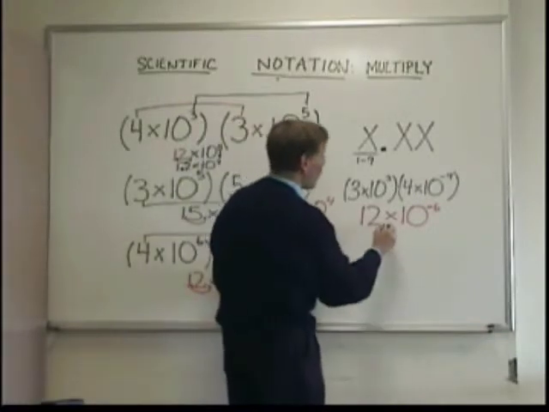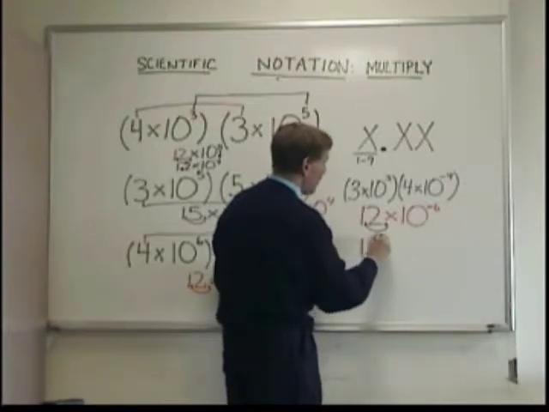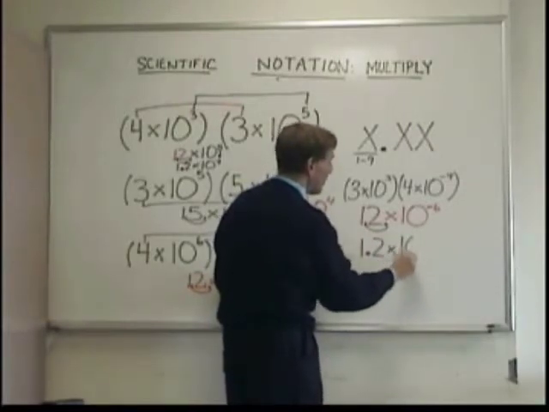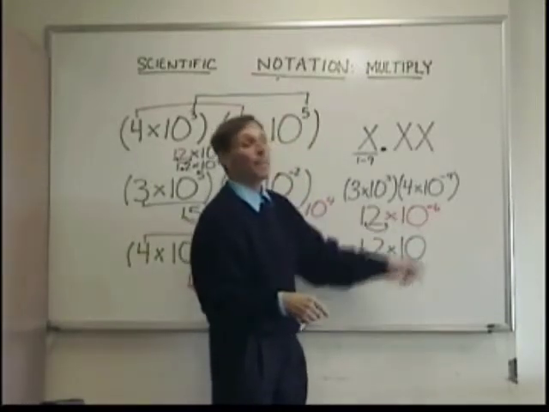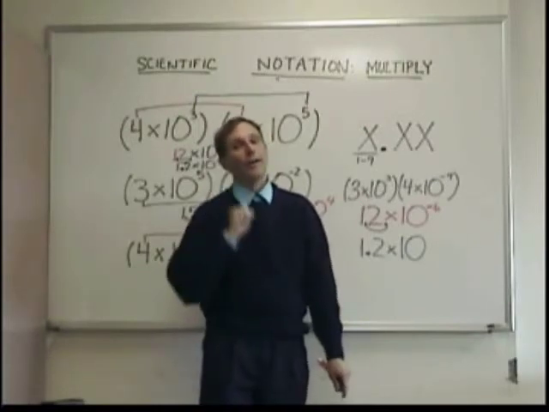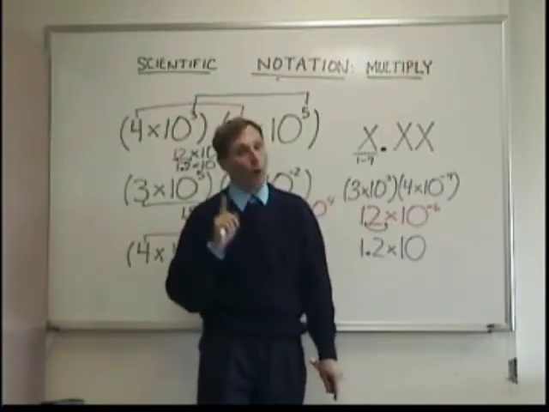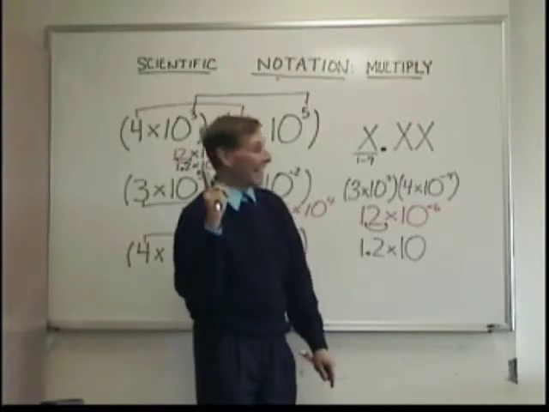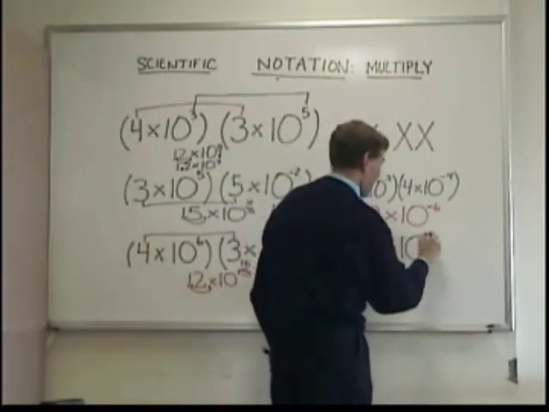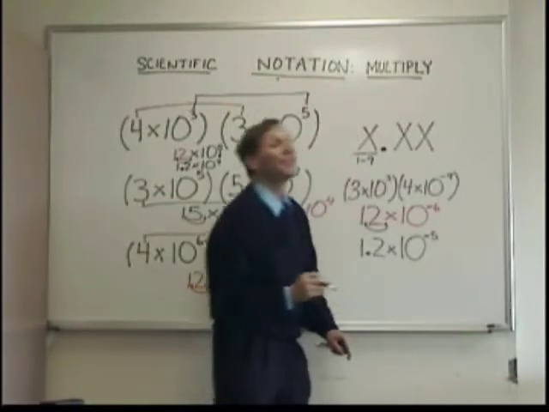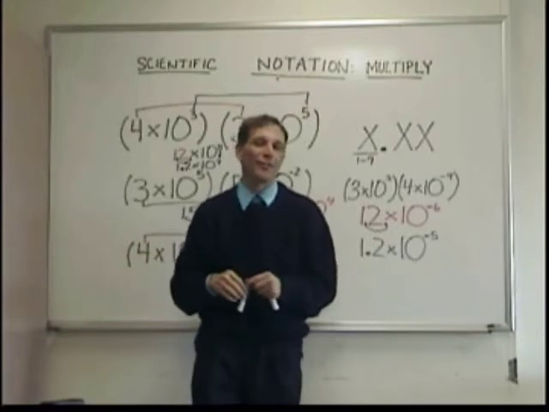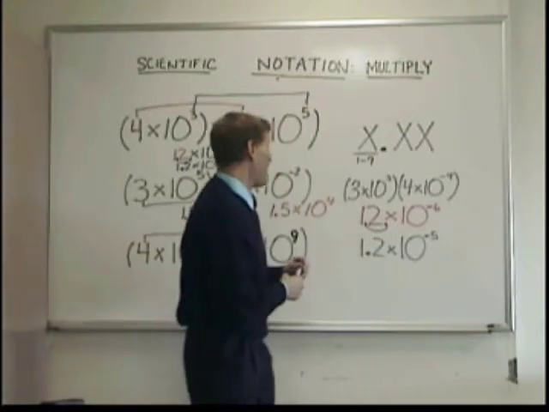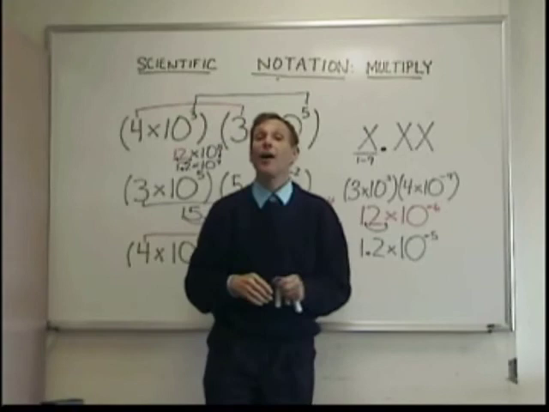Again, it's not in the proper format. I have to change that. 1.2 times 10. And because this went down, this has to go up. And think, what's one more than negative 6? One number higher. It's negative 5. I hope you weren't thinking negative 7. Negative 5 is one more than negative 6. It's kind of like the reverse when you're dealing in negatives. And that's how you multiply in scientific notation.